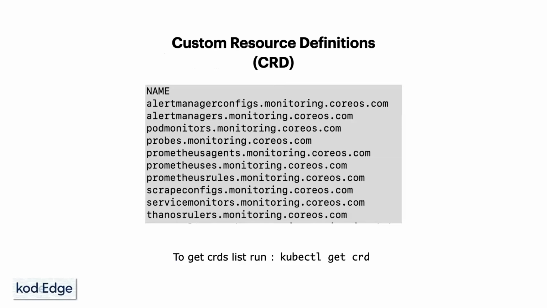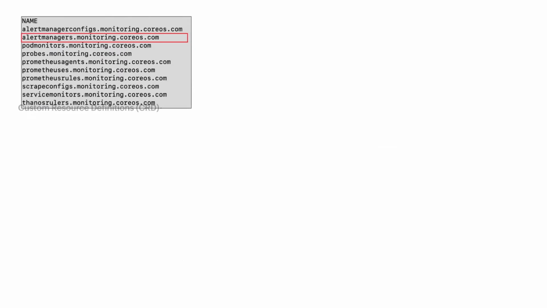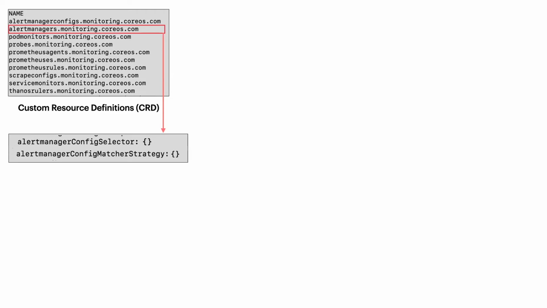Same as the alert manager configuration, here as well we will need to look at the selector in the CRD. And here we will see that in the alert manager CRD. If you see in the description of the alert manager CRD, alert manager config selector and alert manager config match strategy are empty. And here we are required to add a label to use in the alert manager configuration.